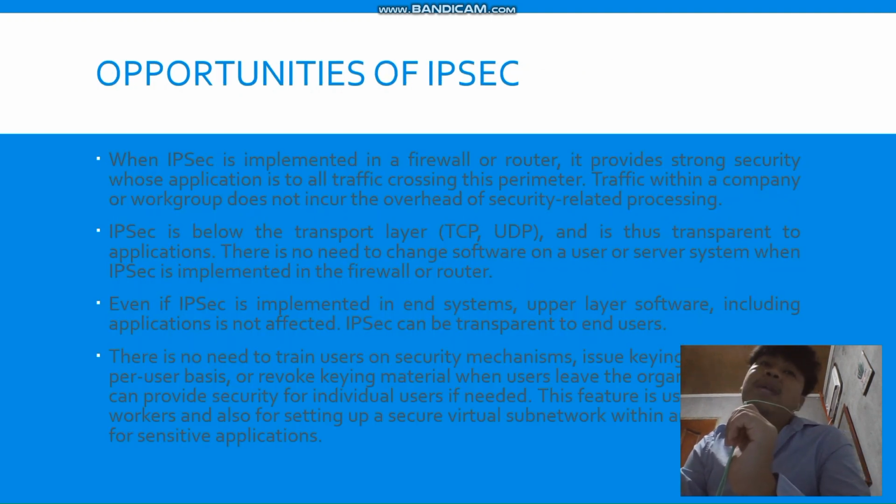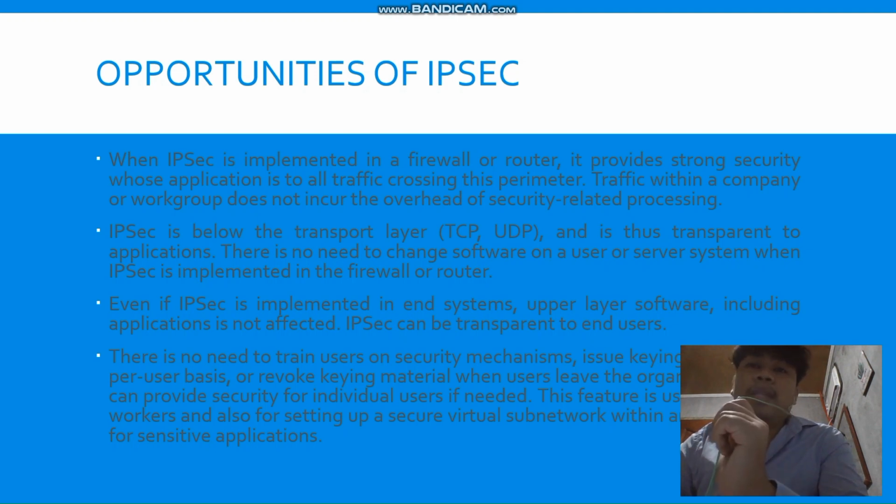Opportunities of IPsec. When IPsec is implemented in a firewall or router, it provides strong security that is applied to all traffic crossing the perimeter. Traffic within a company or workgroup does not incur the overhead of security-related processing. IPsec is below the transport layer, TCP and UDP, and is thus transparent to applications. There is no need to change software on a user's or server's system when IPsec is implemented in a firewall or router. Even if IPsec is implemented in end systems, upper layer software, including applications, is not affected.